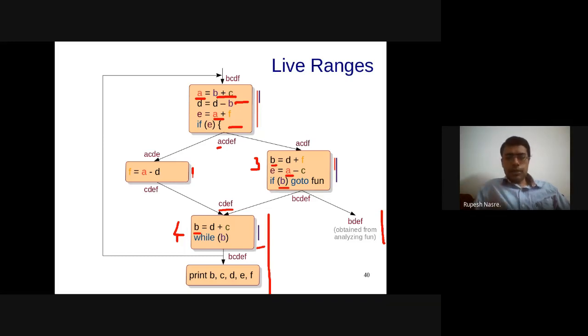So if there are multiple assignments to the same variable in the basic block, then yes, there could be a gap between them. There could be multiple segments of the same live range for the same variable. That is possible.